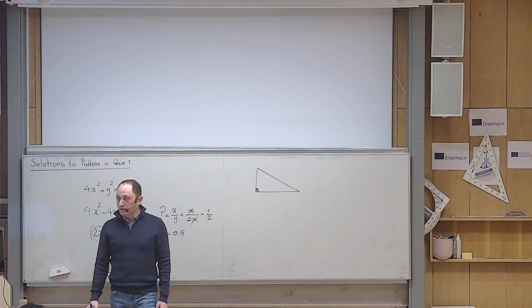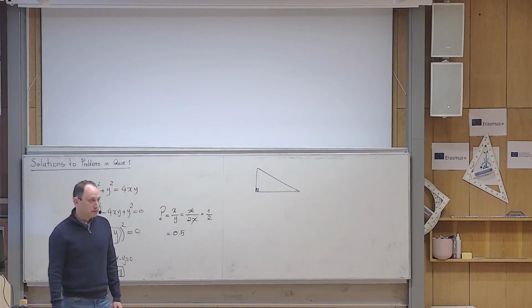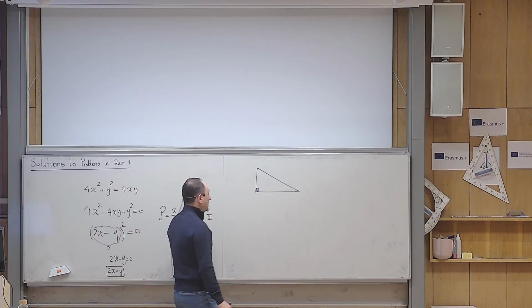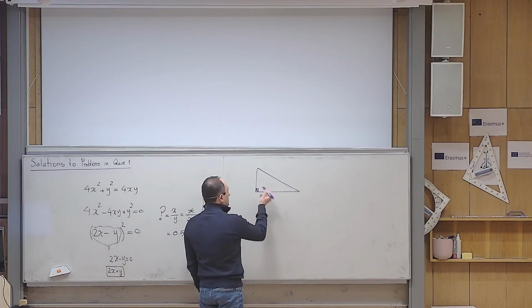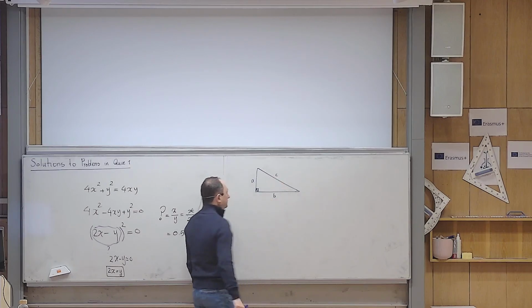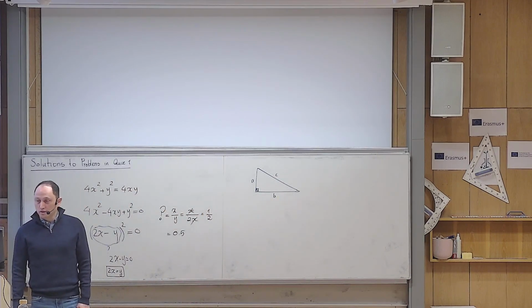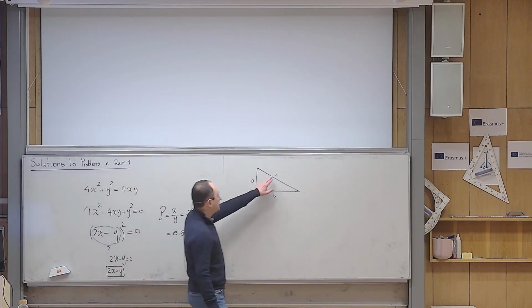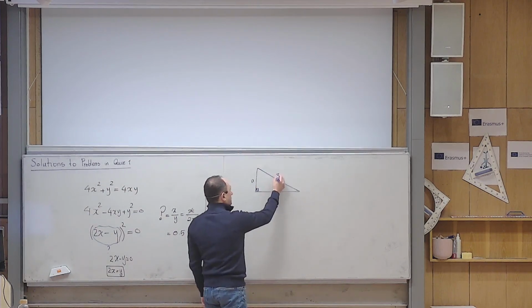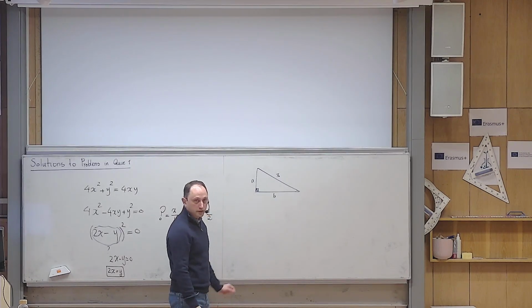So I know that the perimeter is 10. Okay, when I say the perimeter is 10, I keep the numbers. For example, let me say this is A, this is B, and this is C. I know that the hypotenuse is what? 3. So I don't need to write C. I just write 3, not to confuse myself, okay?